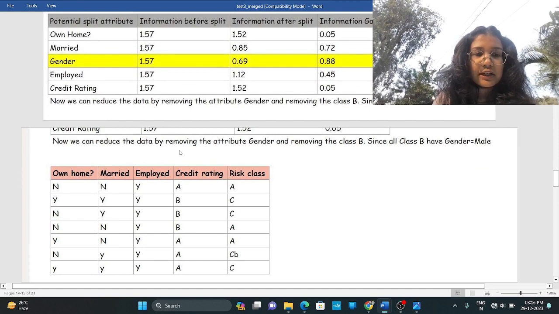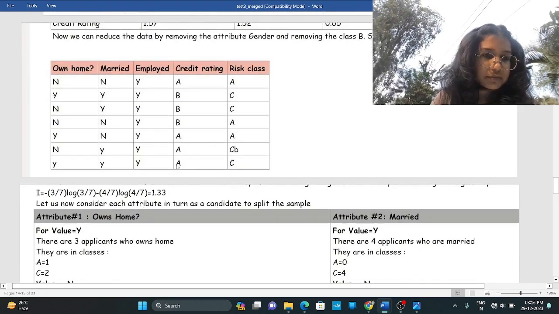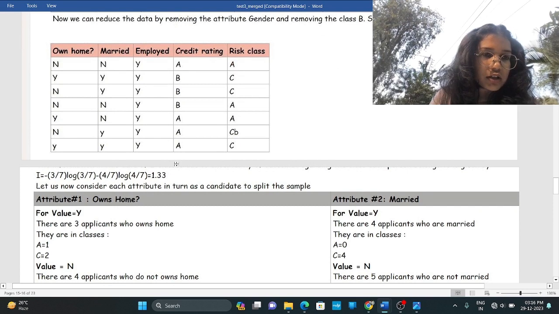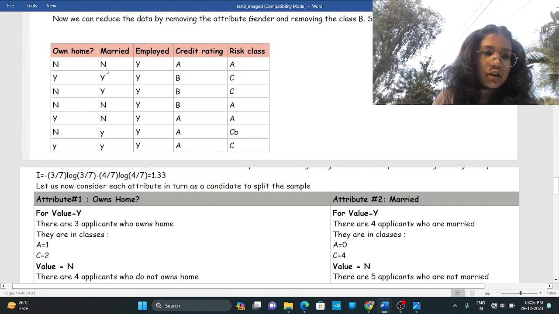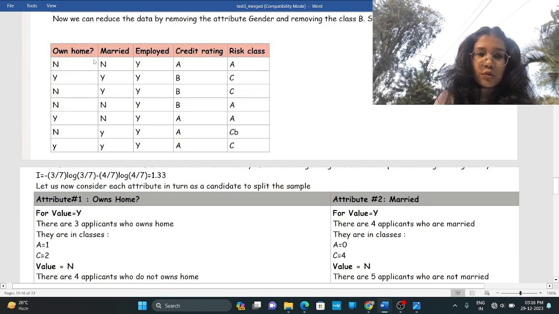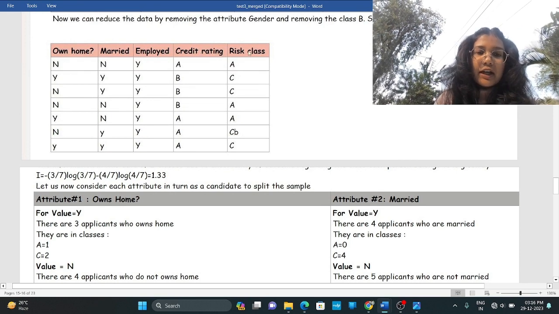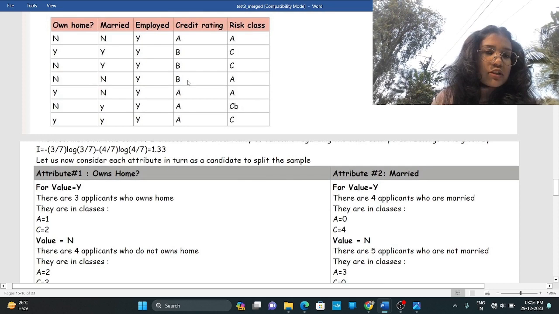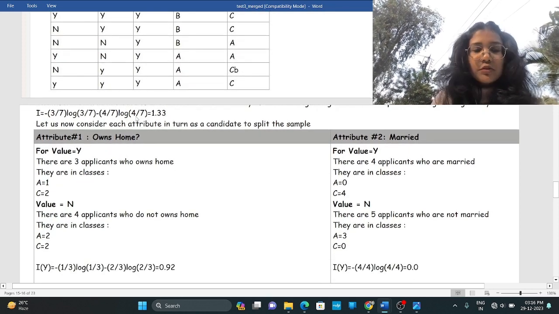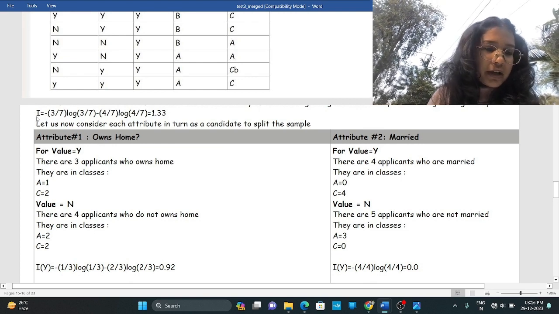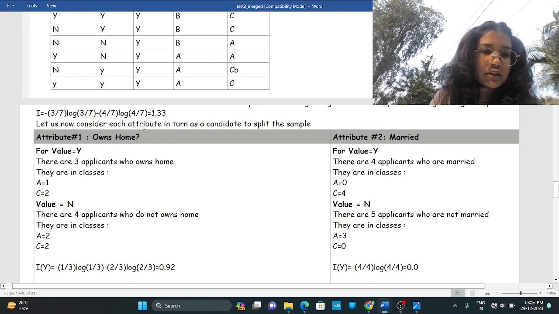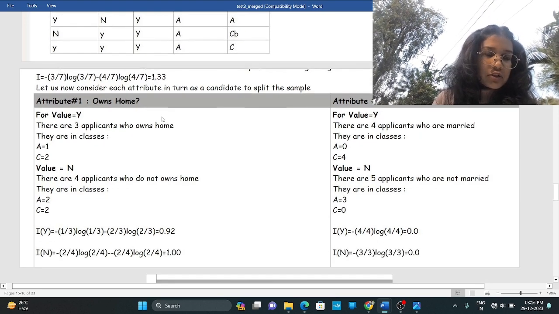Now we have the data of a new table which contains owns home, married, employed, credit rating, and risk class. So gender is the root node. We eliminate it and put it into the decision tree. Like information gain by applying the formula, the answer is 1.33.